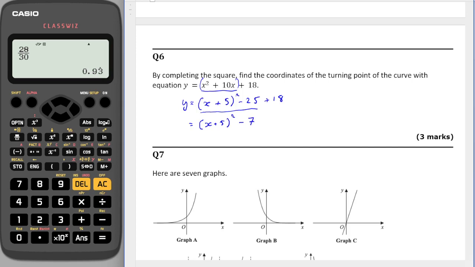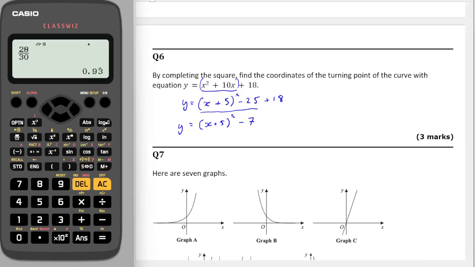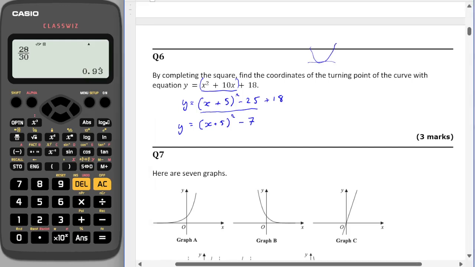So if I want the coordinate of the turning point, the coordinate of the turning point is going to be found when this value is 0. So if you imagine it, it's going to be the very, very smallest value that the bracket can have. So in this case, to make that bracket 0, x would need to be equal to minus 5. And when x is equal to minus 5, that makes this bracket 0, so y would be equal to minus 7. So that's the coordinate of my turning point.